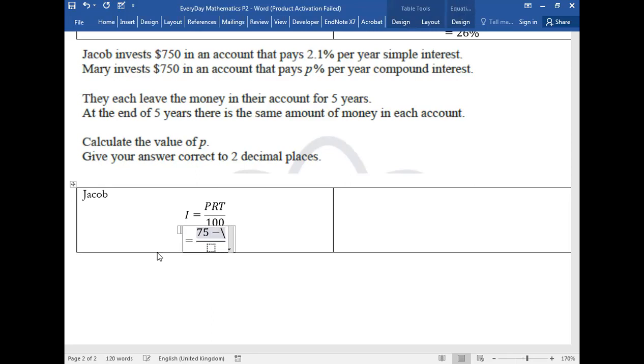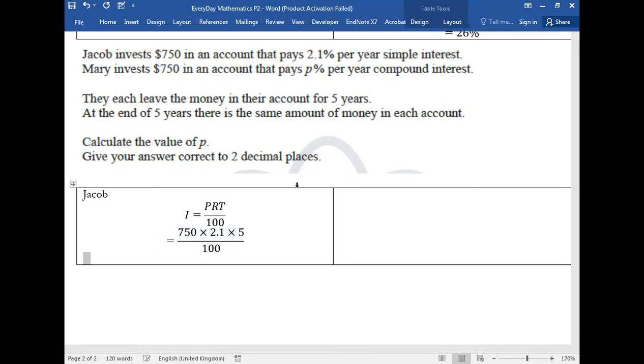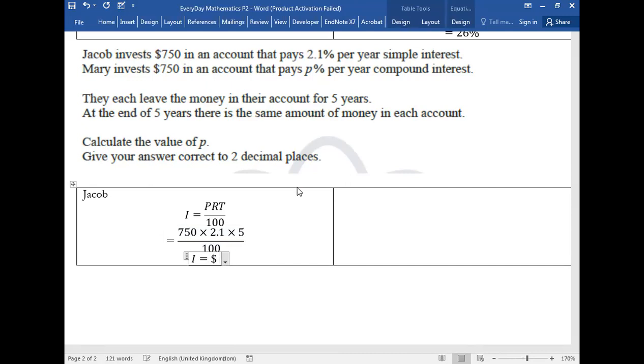750. What is the rate? 2.1. What is the time? Be careful that the time you use is also per year if the interest is also per year, upon 100. Can you tell me the simple interest and tell me the exact value? 78.75. Is this the exact value without any rounding off?